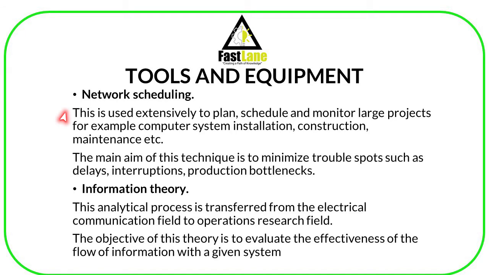What is the main aim of network scheduling? The main aim of the network scheduling technique is to minimize trouble spots. What do we mean by trouble spots? Trouble spots are like limitations. They're like backlogs to a system. So they may include delays, interruptions, and production bottlenecks. That is, network scheduling specifically deals with trouble spots, minimizing them to the core.